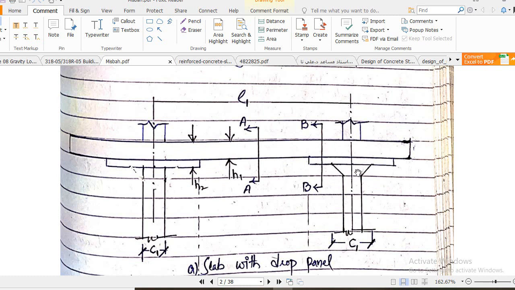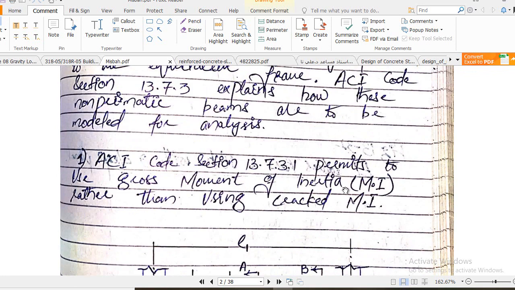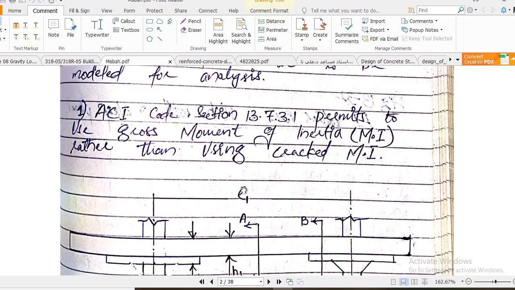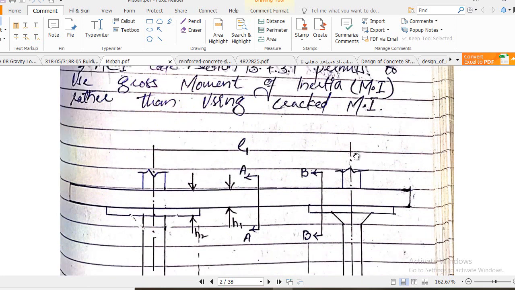You see there is a column capital, there is a drop panel, and there is the slab system. So the section increases here, but here you see the section decreases. So the section at A-A is different, at B-B is different, and at this point it is different. That's why it is very important to understand these concepts. ACI code section 13.7.3.1 permits the use of the gross moment of inertia rather than the cracked moment of inertia.